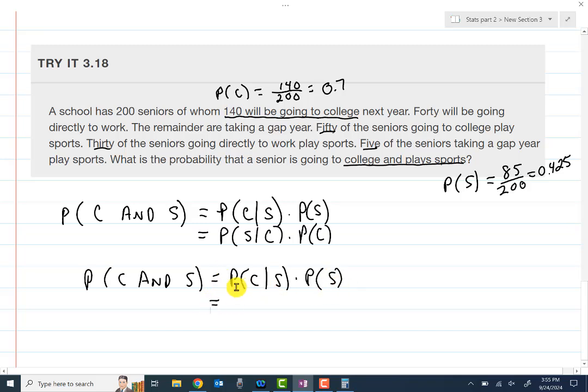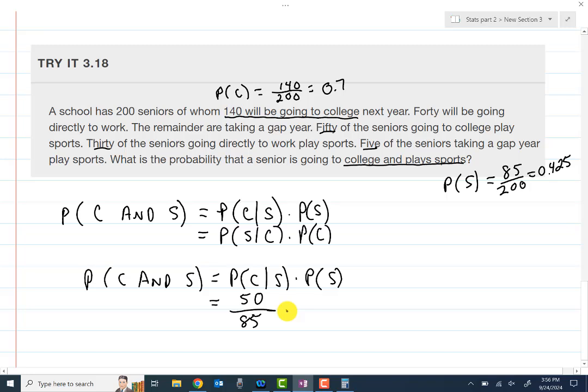All right, so assuming that they're going to play sports, there's only 85 of those students. How many of them plan on going to college? Of the 85 students, we know that 50 of those are going to play sports. Now, this is the really coolest thing about this.